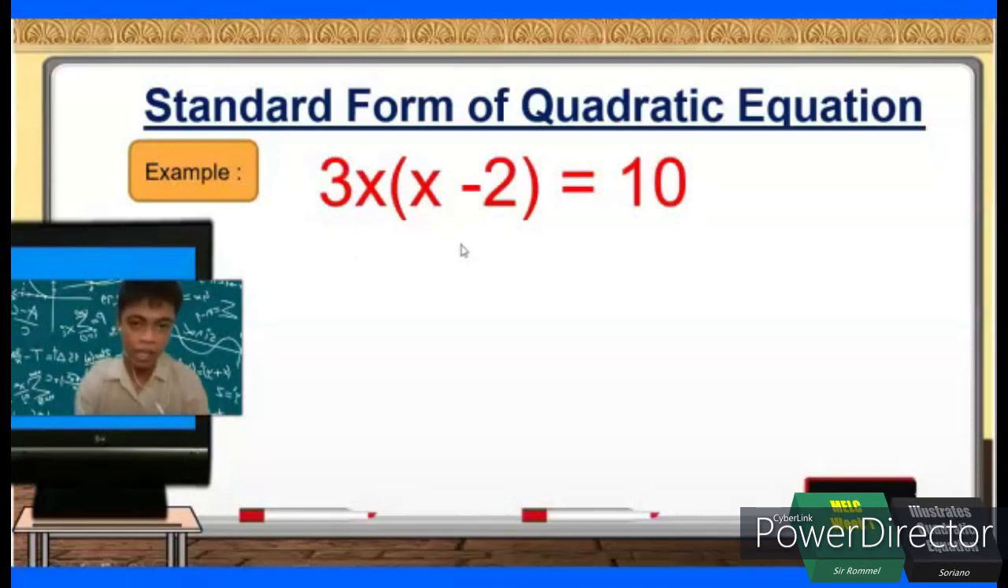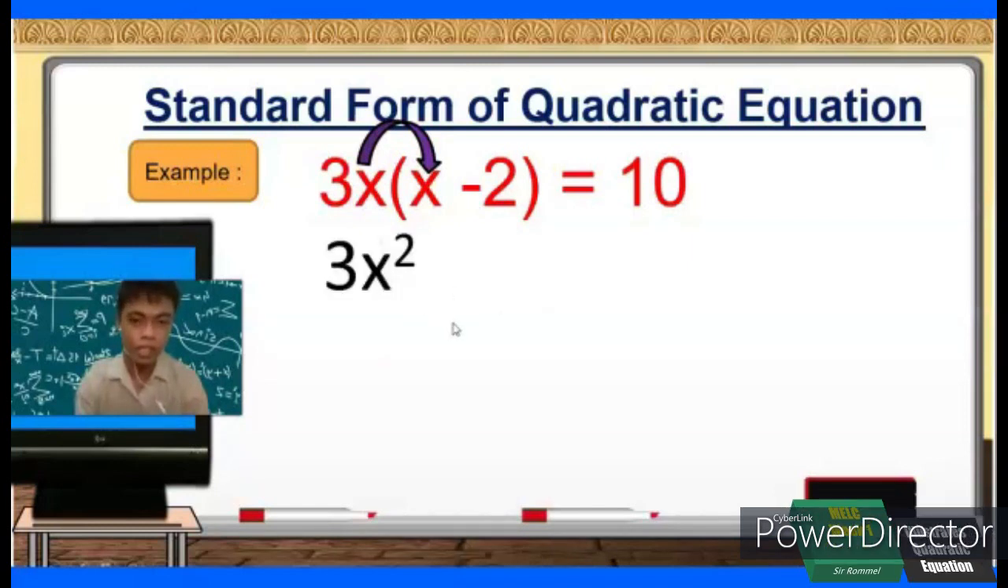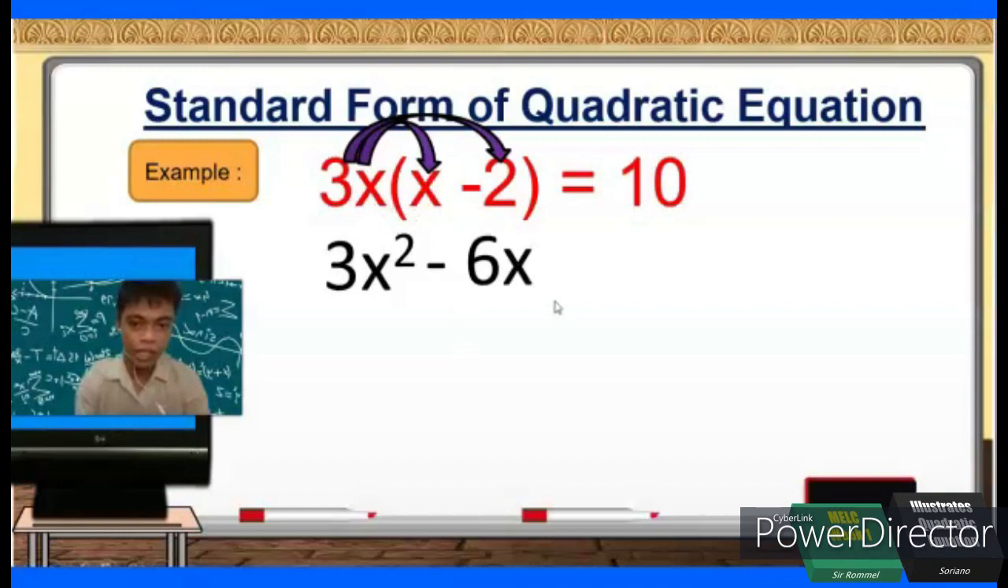Anong operation kaya to? Okay, very good. So, i-multiply natin. So, paano natin i-multiply? Yung 3x, i-multiply natin by x. Then, yung 3x ay magiging 3x squared. Then, yung 3x, i-multiply natin by negative 2. So, 3 times negative 2, what is the answer? Okay, good. Negative 6. Then, meron pa siyang variable x. So, our answer is negative 6x.